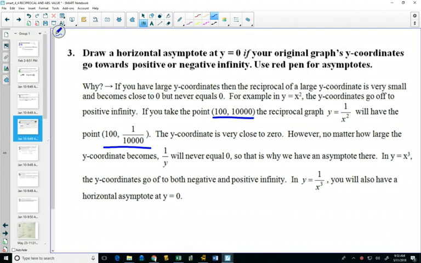And so for reciprocal graphs where you have a 1 over f of x, if your graph goes up forever, if there's arrows like an x squared graph goes up forever, or it goes down forever, like a negative x squared graph that points down forever, then you will always have an asymptote, and that asymptote will be at y equals 0.